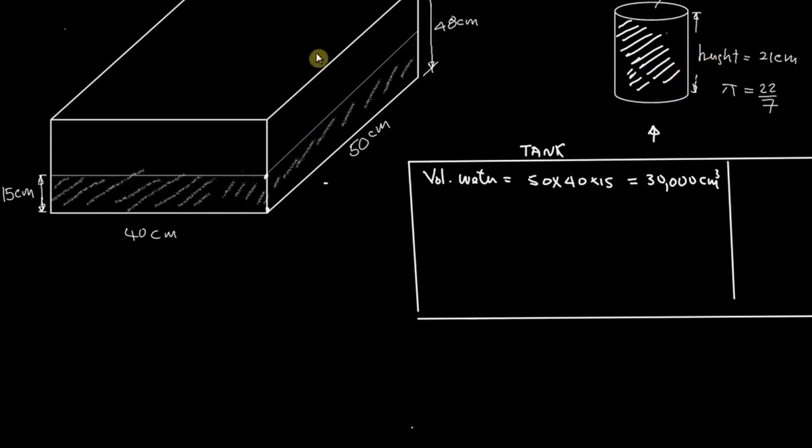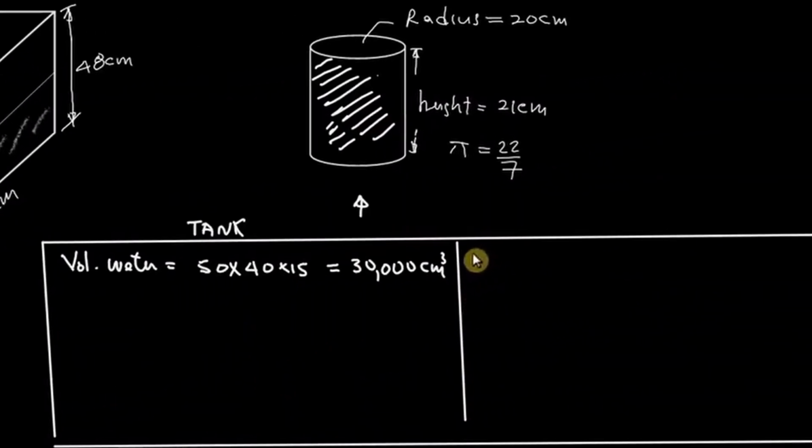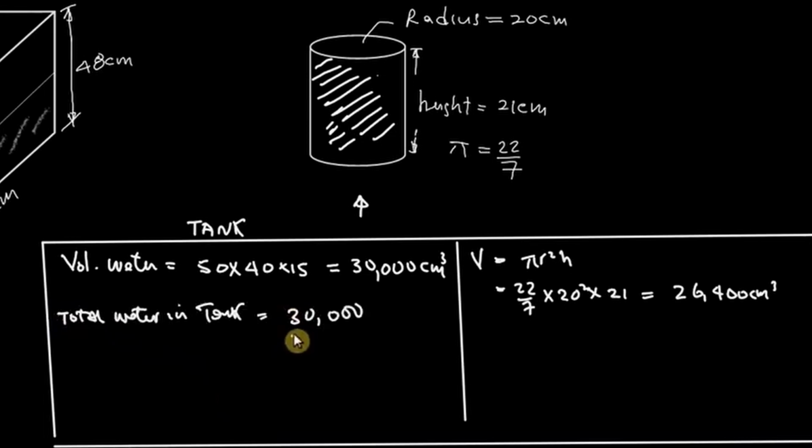So let's determine the volume of water that the cylinder can hold. The volume of water in the cylinder, let's write as V, is equal to pi r squared h, where pi is taken as 22 over 7. We're given the radius as 20 centimeters, so that's 20 squared, times the height, which is 21 centimeters. The volume of the cylinder works out to be 26,400 cm cube. So the total water in the tank now becomes 30,000 plus 26,400, and that works out to be 56,400 cm cube of water currently in the tank.